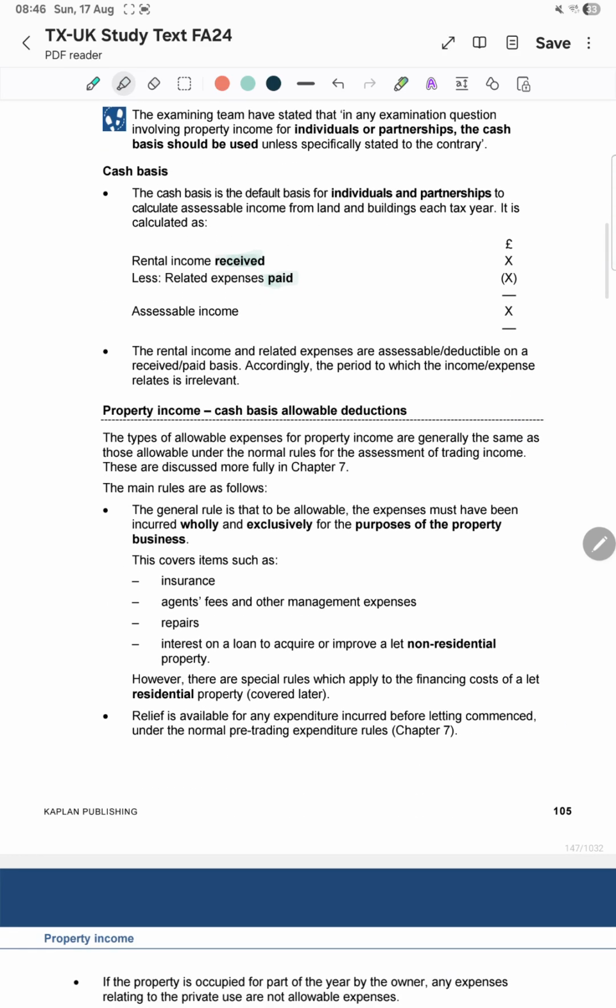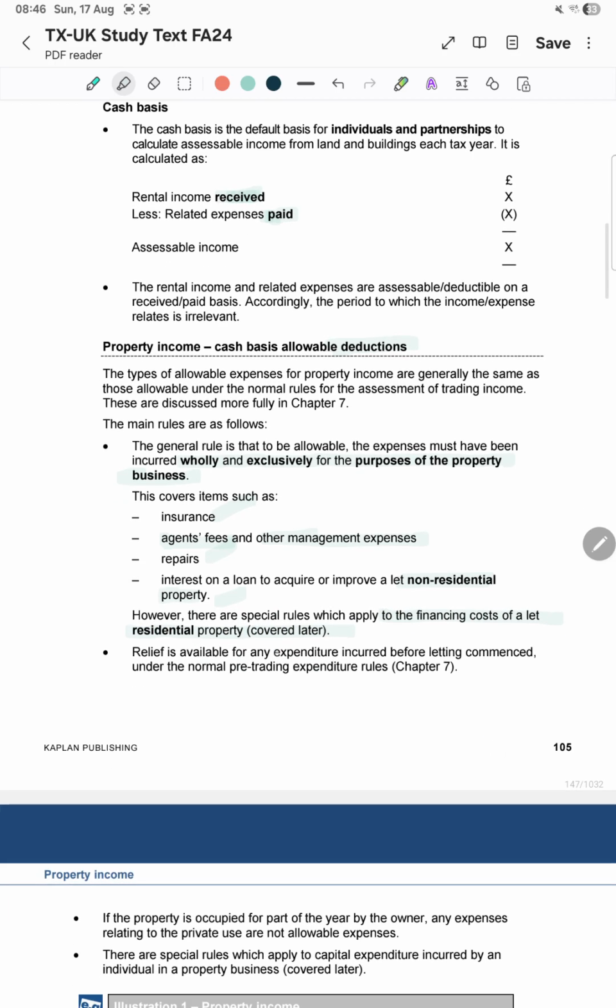Yes. So the next is what expenses or deductions are allowed against the property income. The golden rule was wholly and exclusively for the purpose of property business. And then the items which were covered were insurance, repairs, interest on loan to acquire or improve a non-residential property, because for residential property there was a 20% relief from the tax liability and not from the actual income paid. Then it could be agent's fee, management fee, etc. Then there are special rules which apply to financing cost of a let residential property. Relief is available for any expenditure. Yes, this point was not covered before.